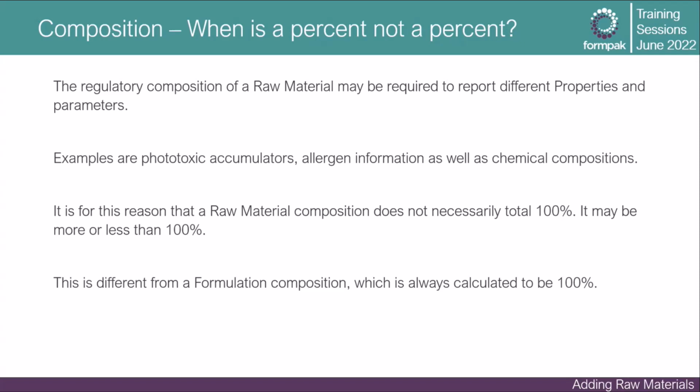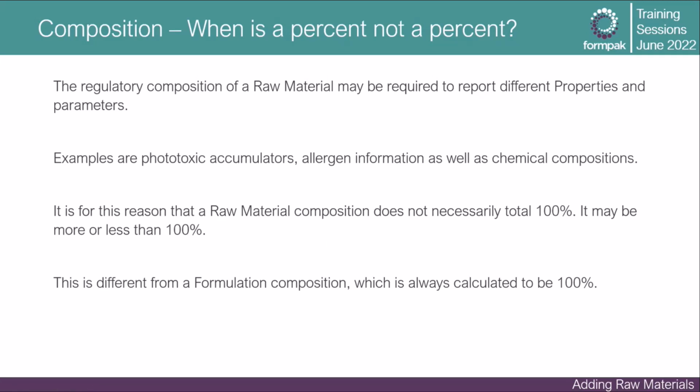But in Formpak, a raw material composition treats each entry as if it's a percentage, whether the total is more or less than 100 parts. That differs from a formulation composition, which is always calculated to be 100% however many parts have been added.